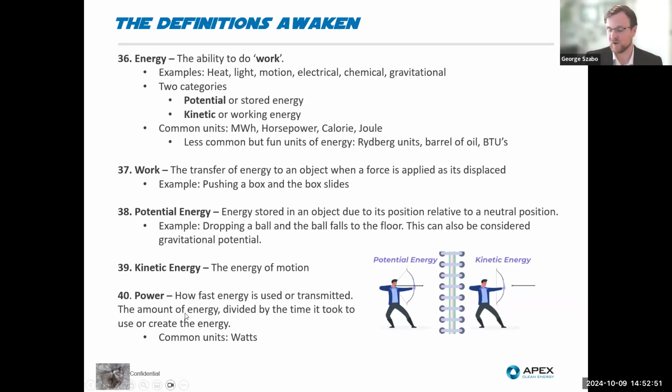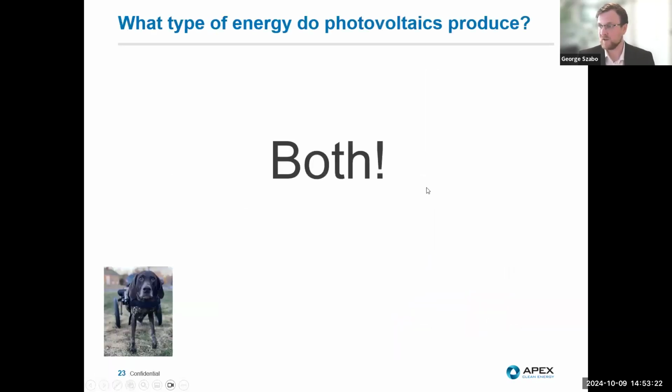Power, and this is where we're going to get into our examples, is how fast energy is used or transmitted: the amount of energy divided by the time it took to use or create the energy. So we have our energy up here, right? What were our common units? Megawatt hours. Ignore the mega; mega is just 10 to the 6 watts. So if it's just watt hours, and you divide that by the time it takes to create that energy, that's your power. Boom. Easy.